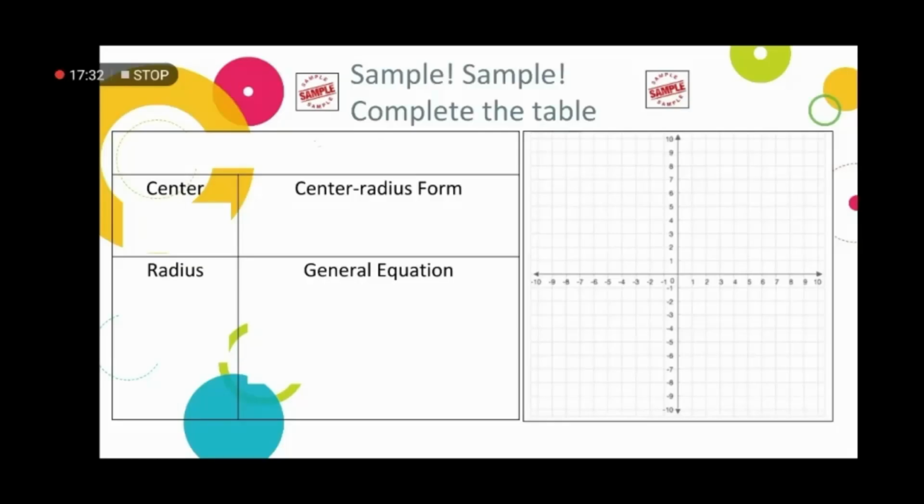Instruction, complete the table. Our given is x minus 2 squared plus y minus 1 squared equals 9. So obviously it is in center form. You'll just copy it. The next step will be the general equation, where you expand the center radius form.